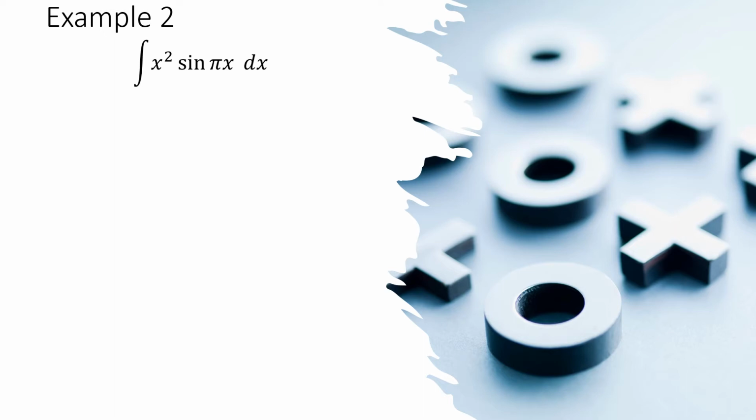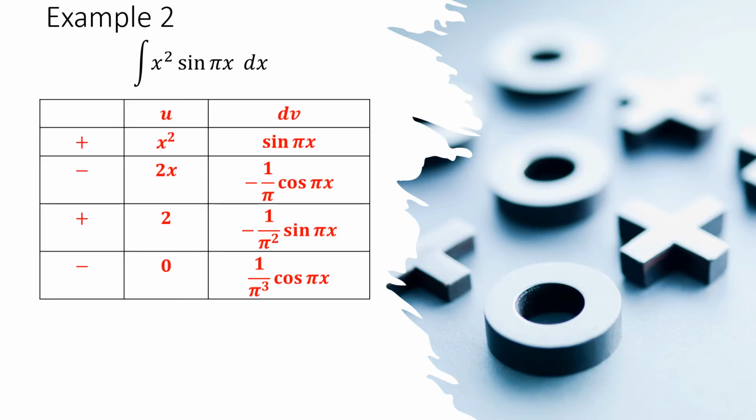All right, so example 2, we have the integral of x squared sine pi x dx. And so I have an algebraic of x squared, and then I have a trig of sine pi x. So that means my u is going to be algebraic, and my dv is going to be sine pi x. Now, because u is algebraic, remember anytime you have an algebraic u, you can go ahead and use the table. So with my table, I'm going to set it up with u dv. I'm going to work the u side down, starting with x squared, and then I'm going to work that down to 2x, then 2, then 0.